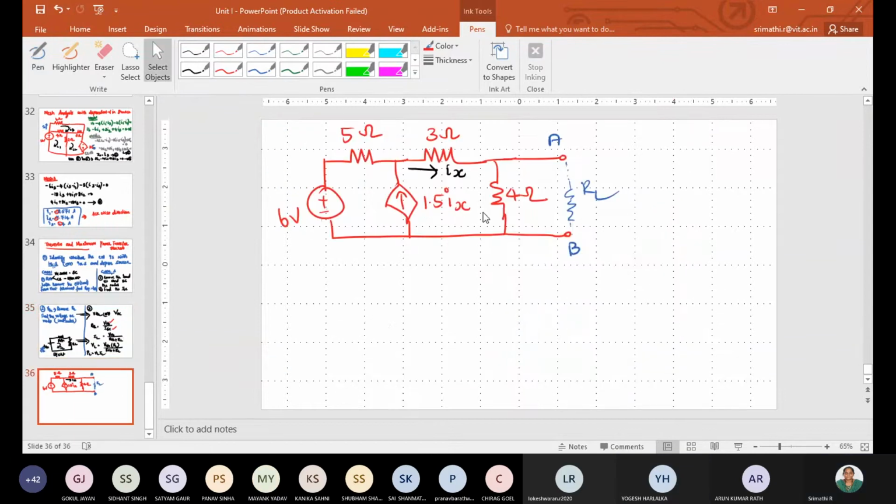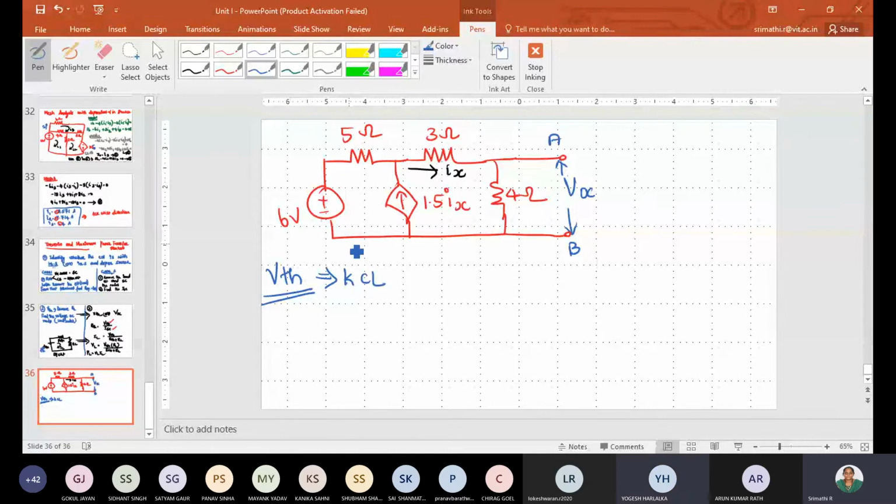So let me find out V Thevenin first. Meaning I need to find the open circuit voltage across this node. This is nothing but VOC across this node. When I need to find voltage, let me use KCL for this circuit. What is KCL? We use nodal analysis for finding out the voltage.